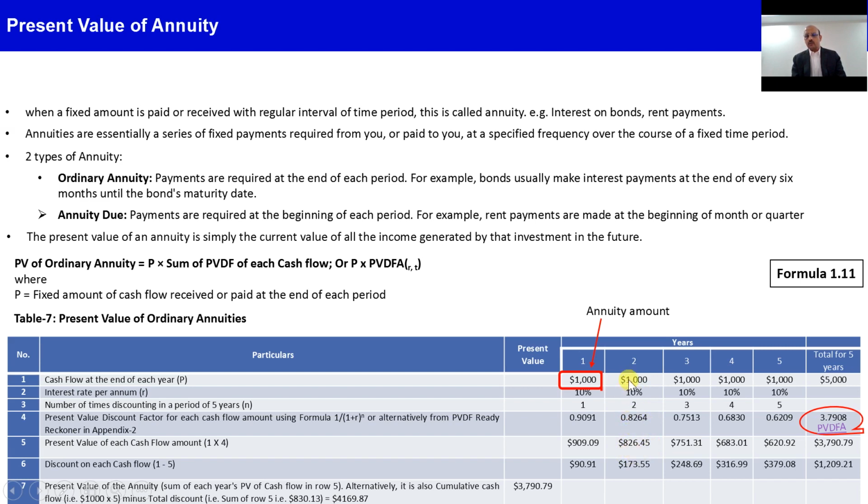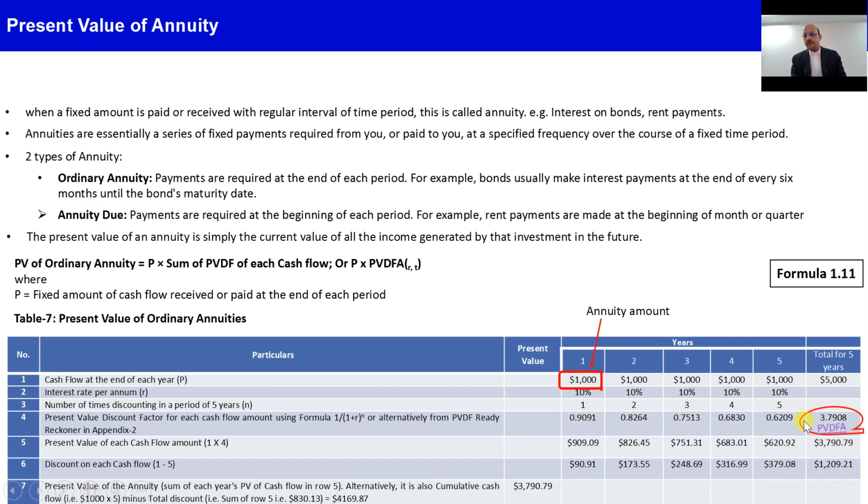So $1,000 at the end of year 2 is worth $826.456. Now like that you can calculate each year's cash flow present value, and when you take the sum of that, it comes to 3790.79. The alternative way of calculating this is to add all the PVDFs up to year 5, which comes to 3.7908. Just multiply this 3.7908 with the annuity amount, and you get the same result.